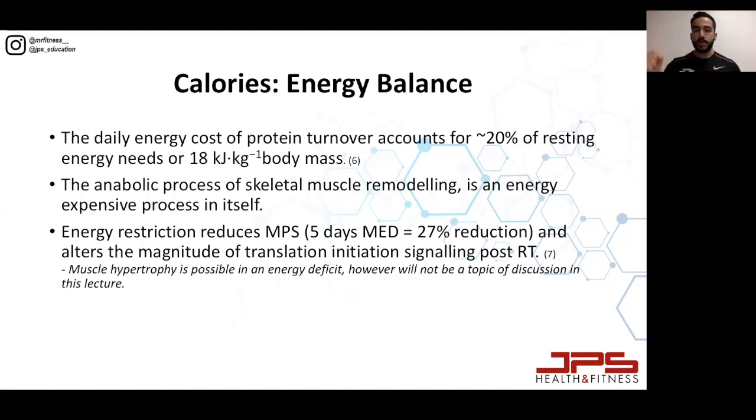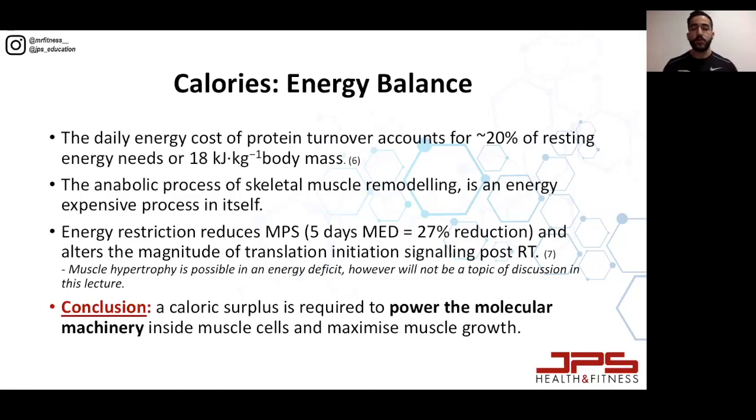If you want to build muscle, you need to dedicate yourself to eating at energy balance or in a surplus. The conclusion we can come to here is that a calorie surplus is required to power the molecular machinery inside muscle cells and maximize muscle growth. So yes, you can build muscle in an energy deficit, but that's not going to be maximal muscle growth. What we are concerned about in this lecture is optimizing muscle growth. So we're not going to talk about body recomposition. We're talking about improving rates of muscle growth.